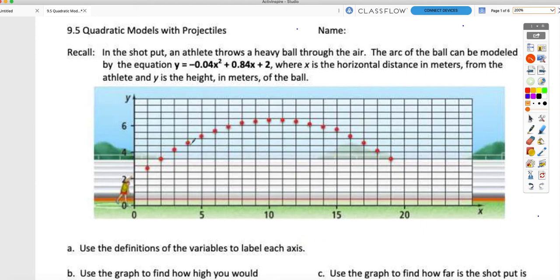Well, the variables have been defined for us. We know that x is the horizontal distance and the units are meters. So x is going to be distance in meters. And y is going to be height in meters. All right, so down here, my x-axis is distance in meters.